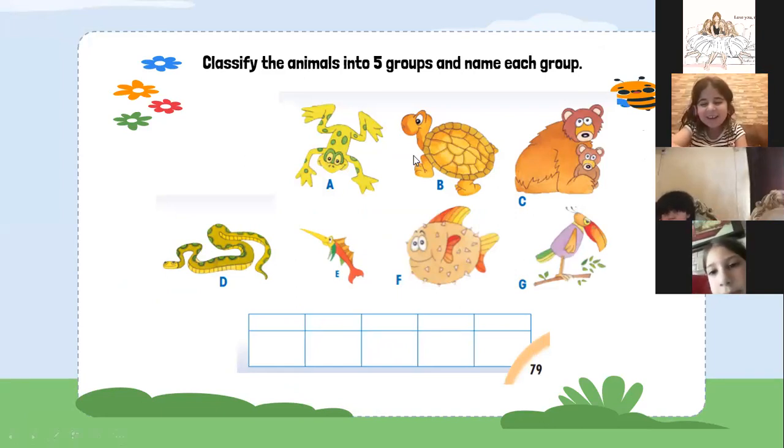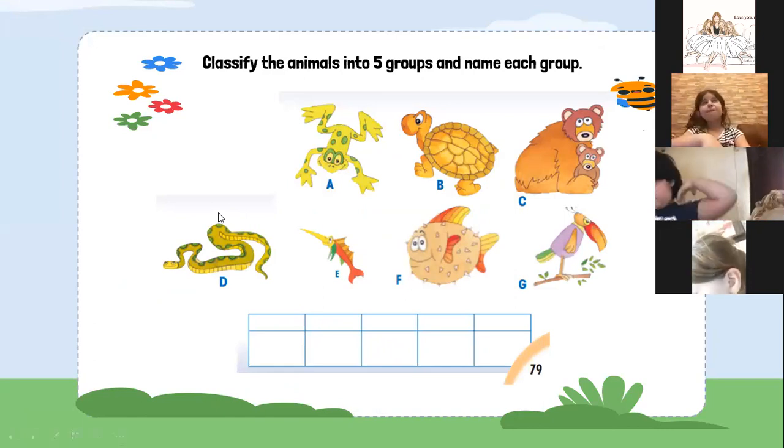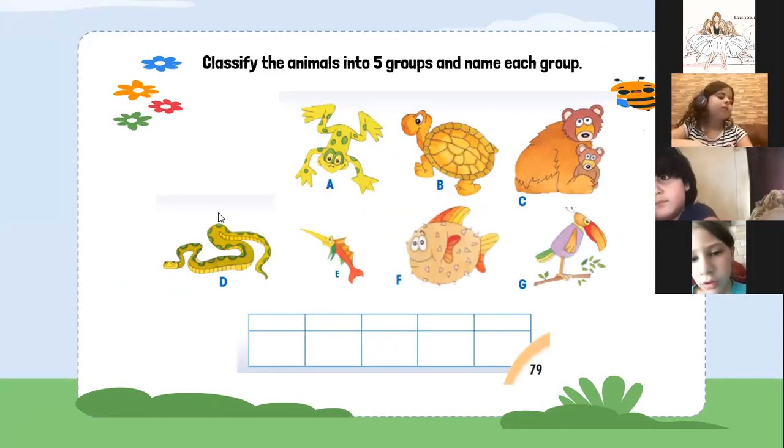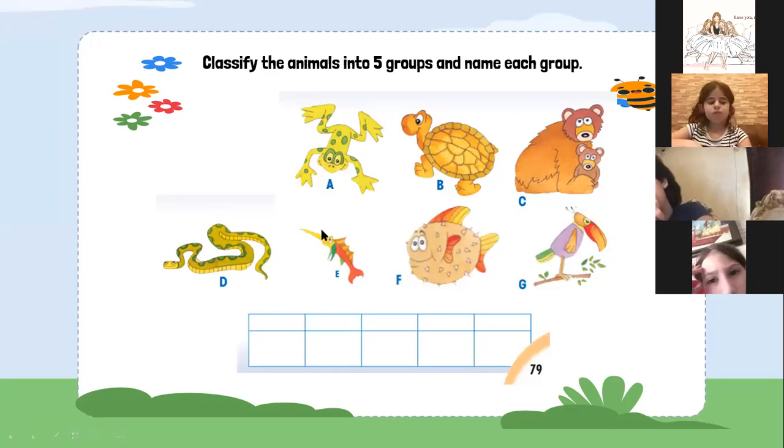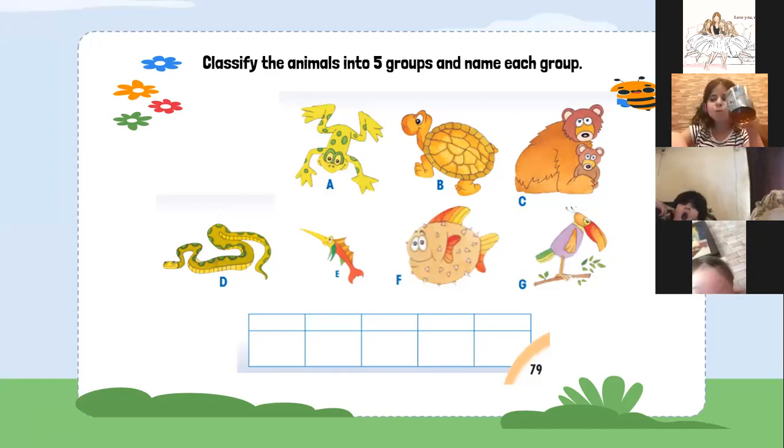Now open your science book to page 79, and let's practice. So Huda, can you name the animals that you can see here? Just name them. We have frogs and turtles, tortoise, and bear, and snake, fish, and this is called a swordfish and blowfish. So swordfish and blowfish are compound words, as we just learned in the English class. A parrot.